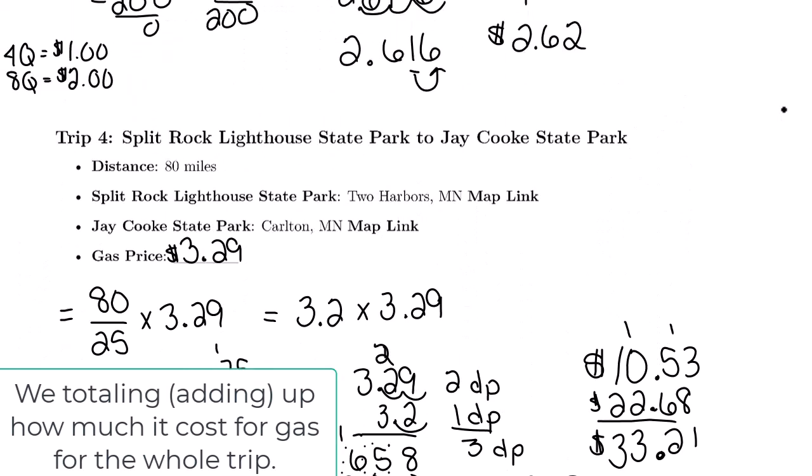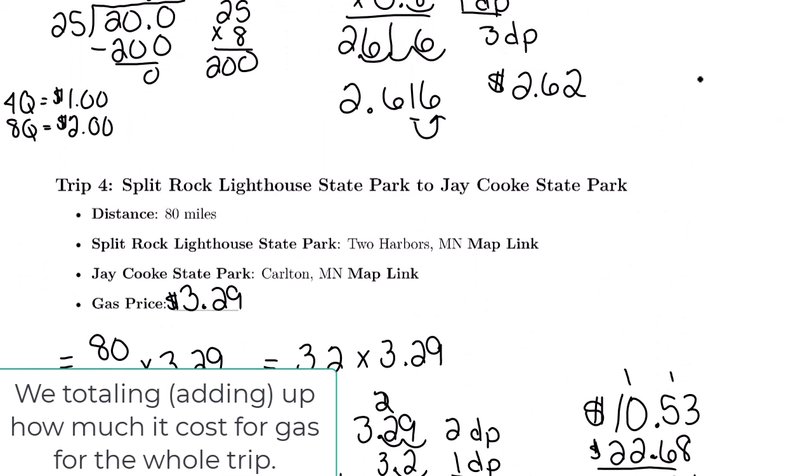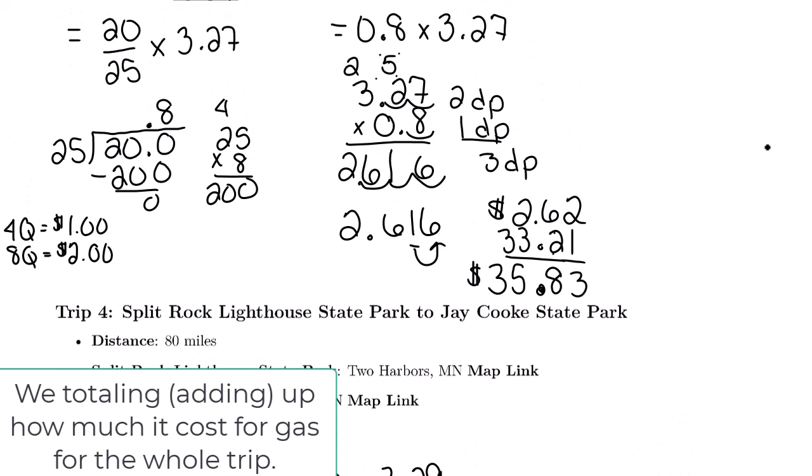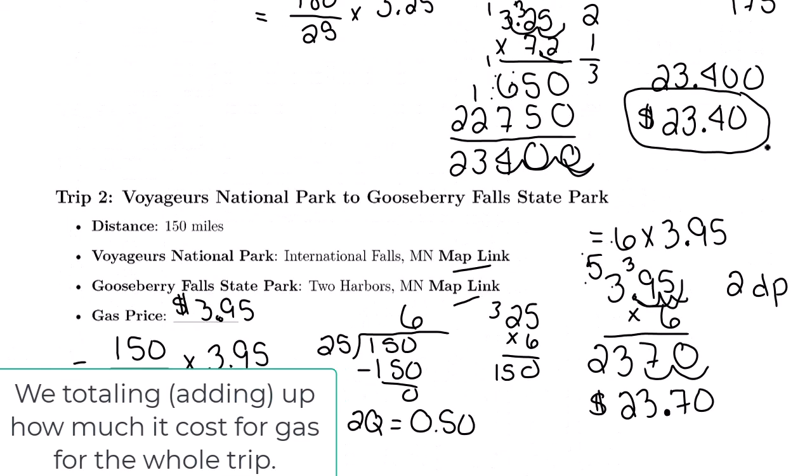Let's go to this one. We're going to add $33.21. Once again, I'm lining up my decimal places. So 2 plus 1 is 3. 6 plus 2 is 8. 6, 7, 8. Bring down my decimal point. 2 plus 3 is 5. And then we have 3. 35.83. Try to remember that. 35.83. Let's do it right here. 35.83. And we're going to add these together.